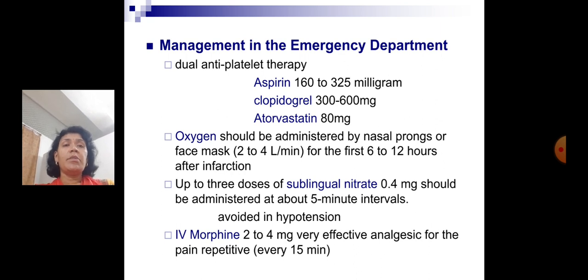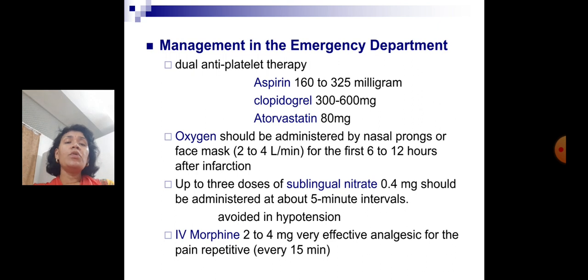Management in the emergency department. Stat doses, as we commonly say, is giving dual antiplatelet therapy, that is aspirin 325 milligram along with clopidogrel 300 milligram along with atorvastatin 80 mg. That has to be given stat, as soon as it can be given, to the patient who is presenting and is suspected to have MI. Oxygen should be administered by nasal prongs or face masks at the rate of 2 to 4 liters per minute for the first 6 to 12 hours after infarction.